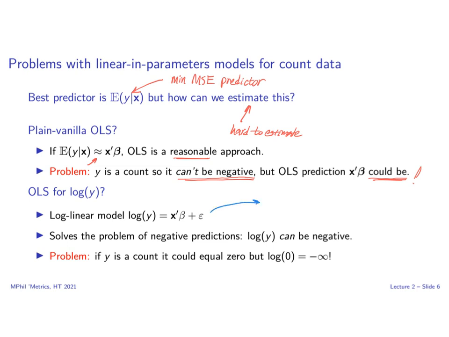So we might consider a log linear model of the form log of y equals x prime beta plus epsilon. This solves the problem of negative predictions, because it's perfectly fine for the log of y to be negative, so we're simply modeling y on a different scale, where the fact that x prime beta could be a negative number doesn't present any difficulties. However, what if a woman has no children? Y is a count, and counts can be 0, but the log of 0 is minus infinity. So in solving one problem, we've actually created another one.